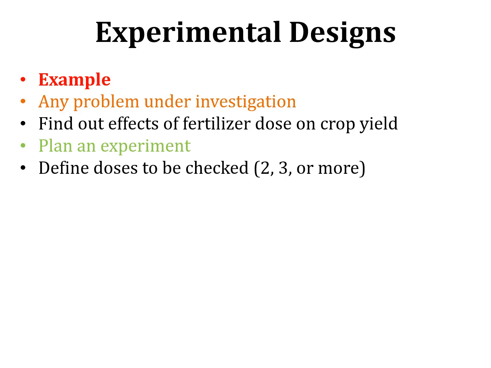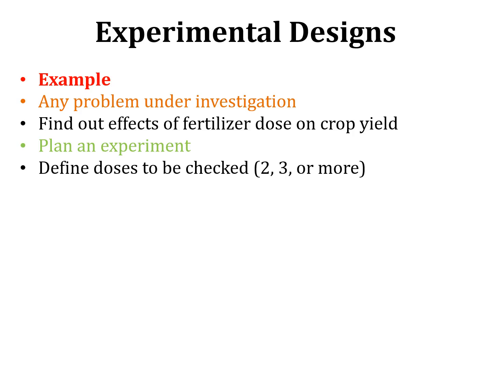So for that purpose, what we are going to do is plan an experiment in which we give plants, give crop plants different fertilizer doses. So we define the doses of these fertilizers to be given to the plants. We can define 2, 3 or more categories of the fertilizer doses that we are going to give to the plants.